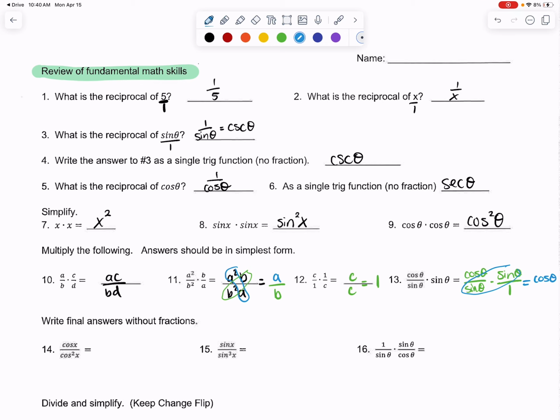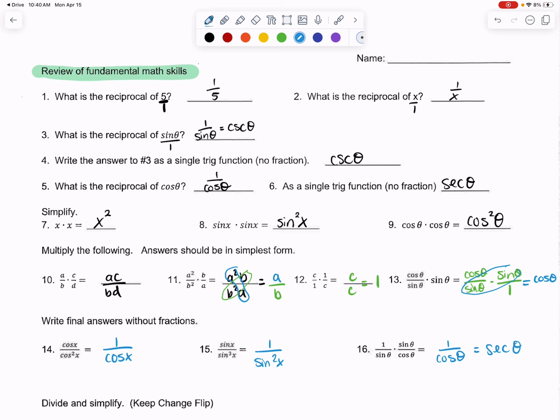If I have cosine over cosine squared, there's 2 cosines in the denominator, 1 in the numerator. One set cancels or simplifies out, leaving 1 behind in the denominator. Similarly, next example, I have 1 sine in the numerator and 3 in the denominator, so I have 2 sines left over in the denominator. If I have sine over sine, I'm left with 1 over cosine in number 16. That simplifies to our reciprocal function, secant.